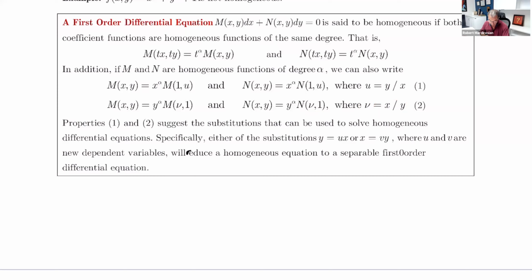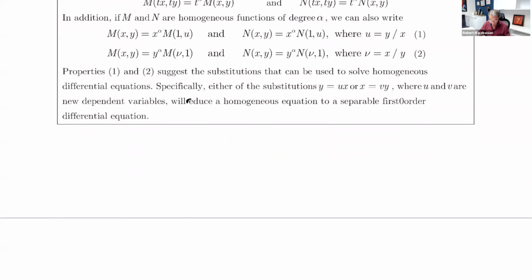Now, properties 1 and 2 suggest a substitution that can be used to solve homogeneous differential equations, either the substitution y equals ux or x equals vy, where u and v are new dependent variables. It will reduce the homogeneous equation to a separable first order differential equation. So here, if you have this type, you can take the homogeneous equation and change it to a separable equation, and that becomes easy to solve.